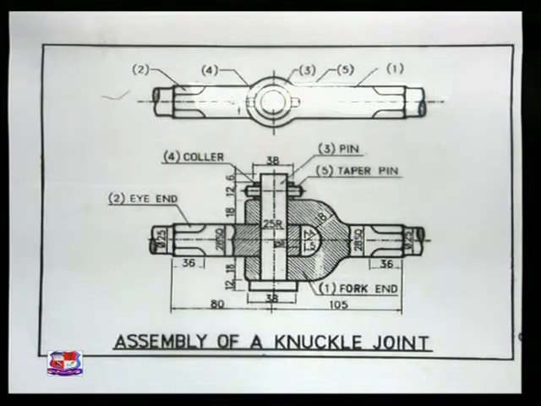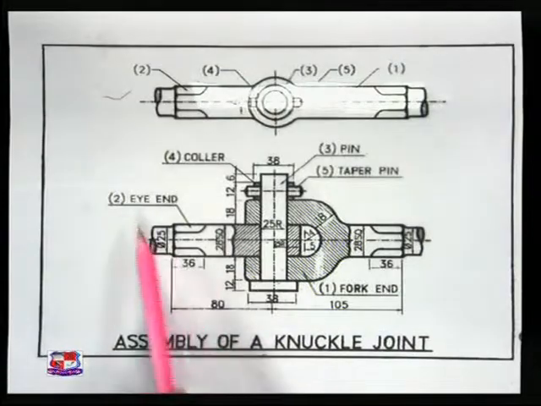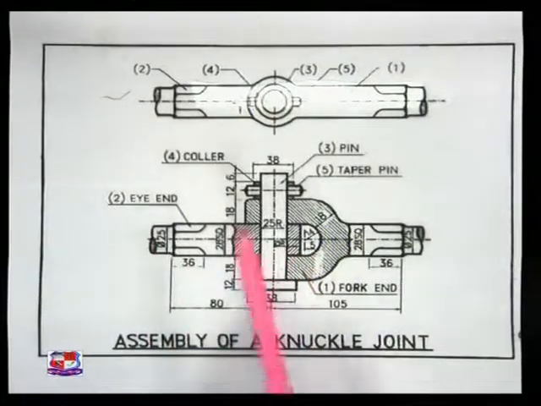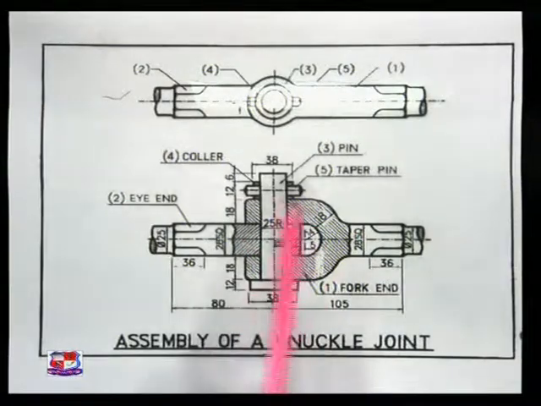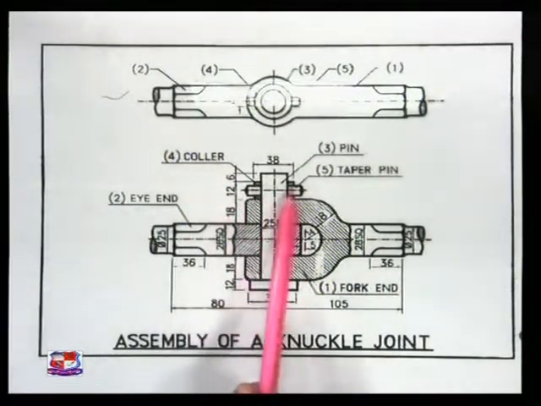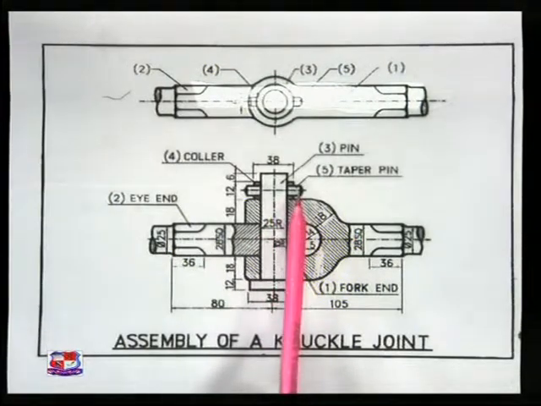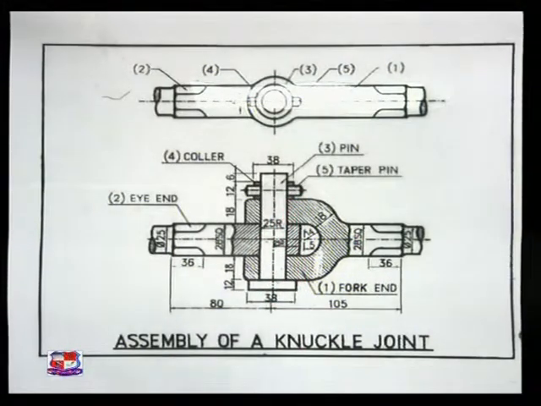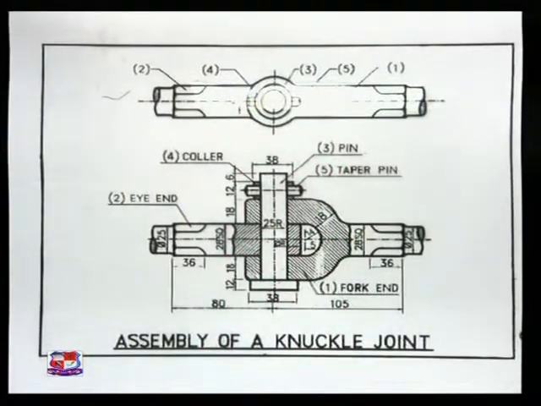One is fork end. This is fork end. This is eye end. Number 2 is eye end. Number 3 is a pin. This is a pin. Number 4 is a collar. This is a collar. And number 5 is taper pin. This is a taper pin which is inserted inside that collar. This is the front view, and this is top view of given problem.